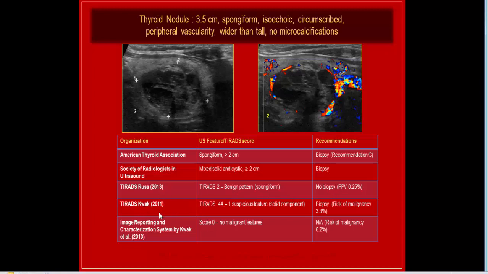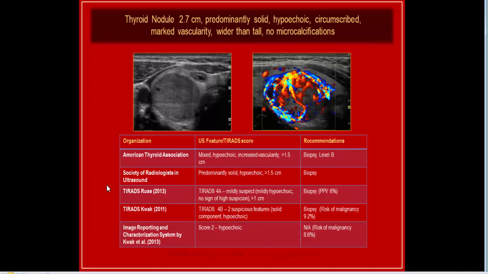Quack at 11: TI-RADS 4A classification, 1 suspicious feature, biopsy. Image reporting Quack at 13: score 0, no malignant feature, no risk of malignancy.